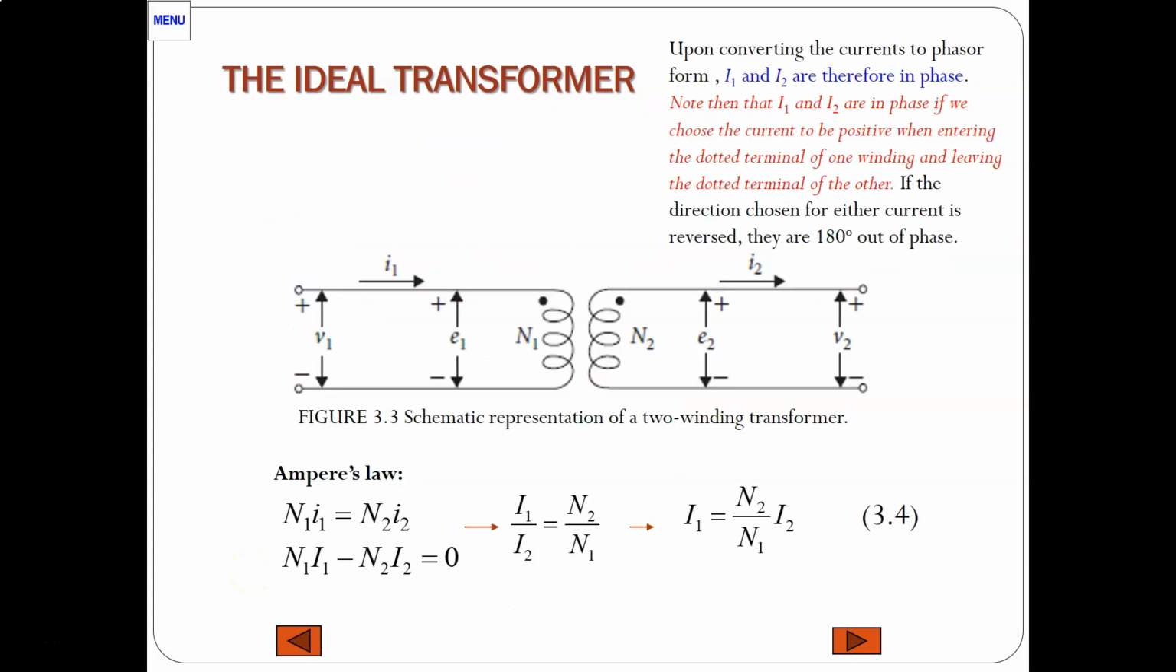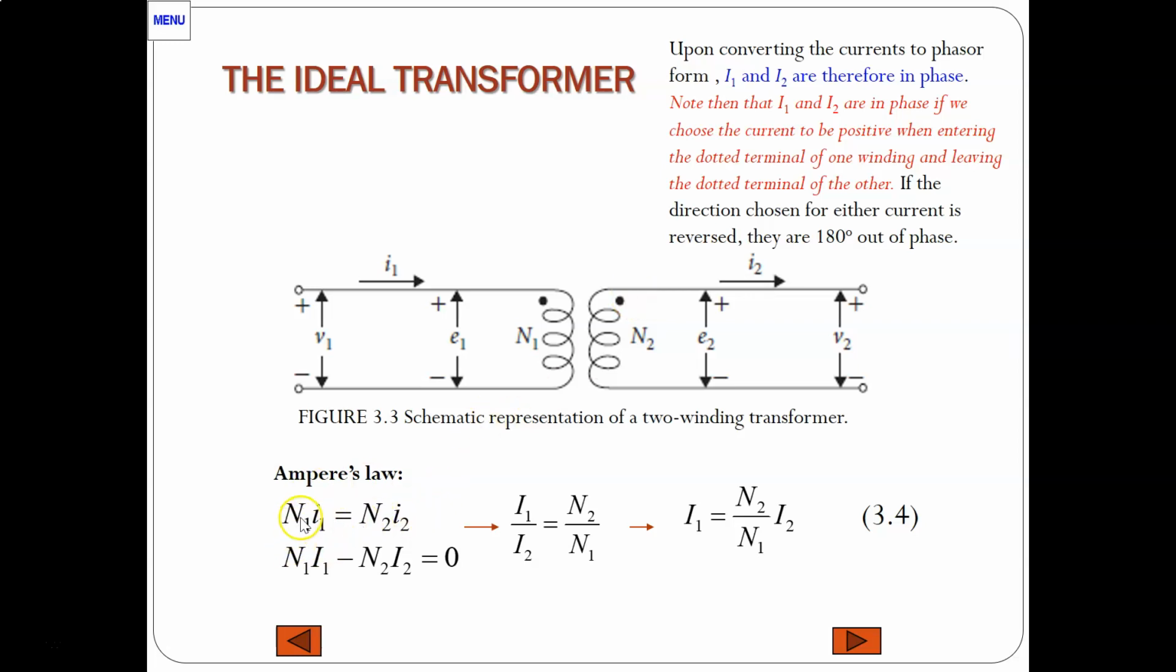Now we continue to talk about the ideal transformer, now in phasor form. If you're using this dotted convention, as we call it, we can make sure it's in phase. As is written here, note that the I1 and I2 currents are in phase if we choose the current to be positive when entering the dotted terminal of one winding and leaving the dotted terminal of the other. So that's important.